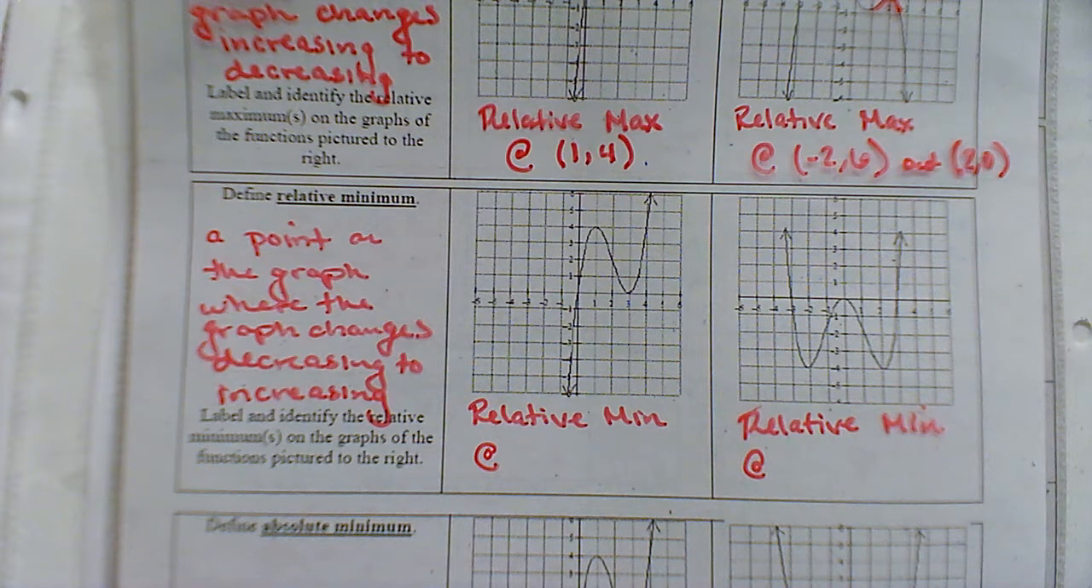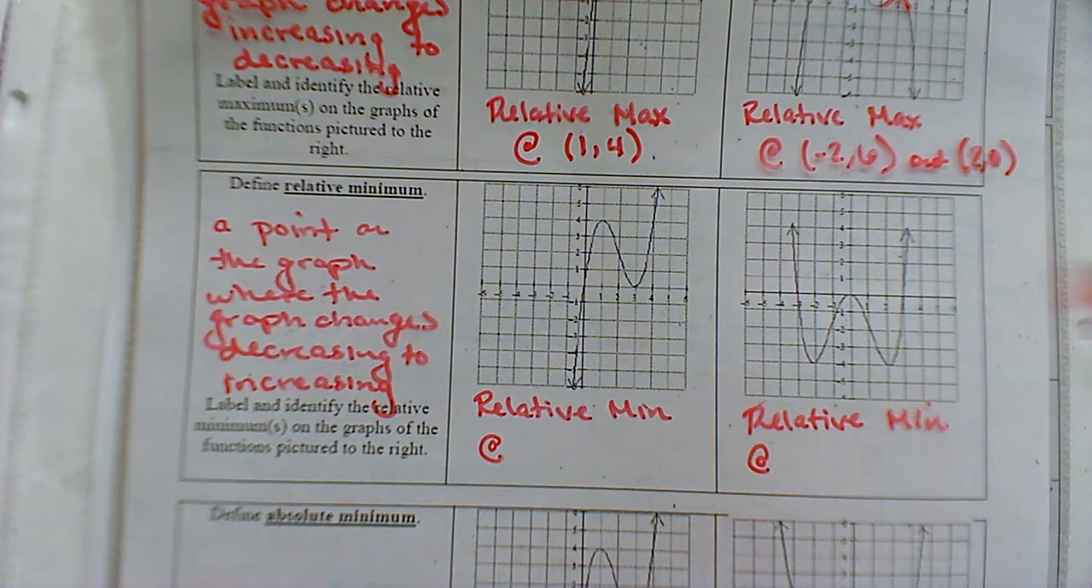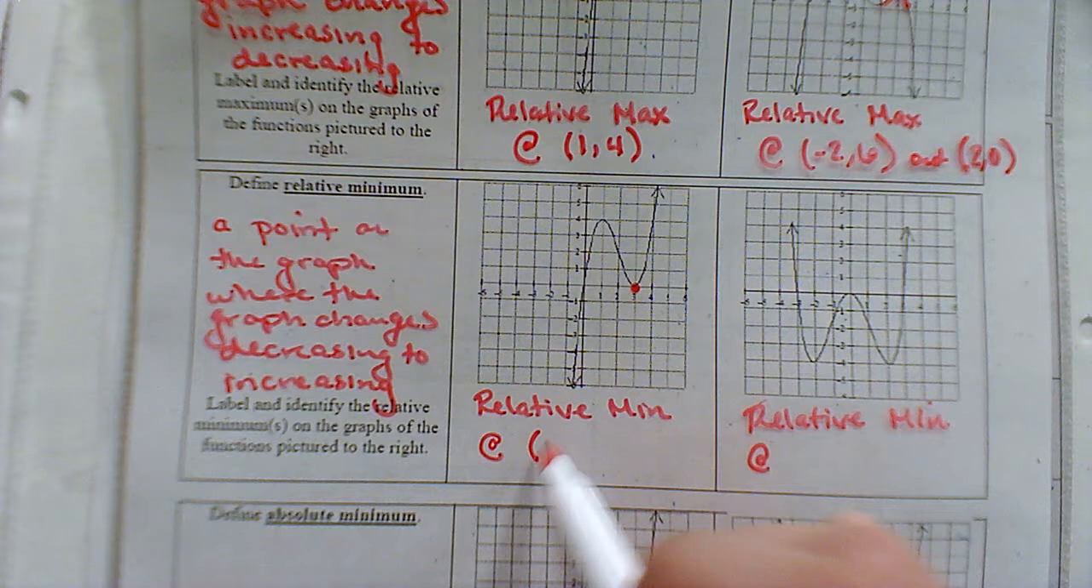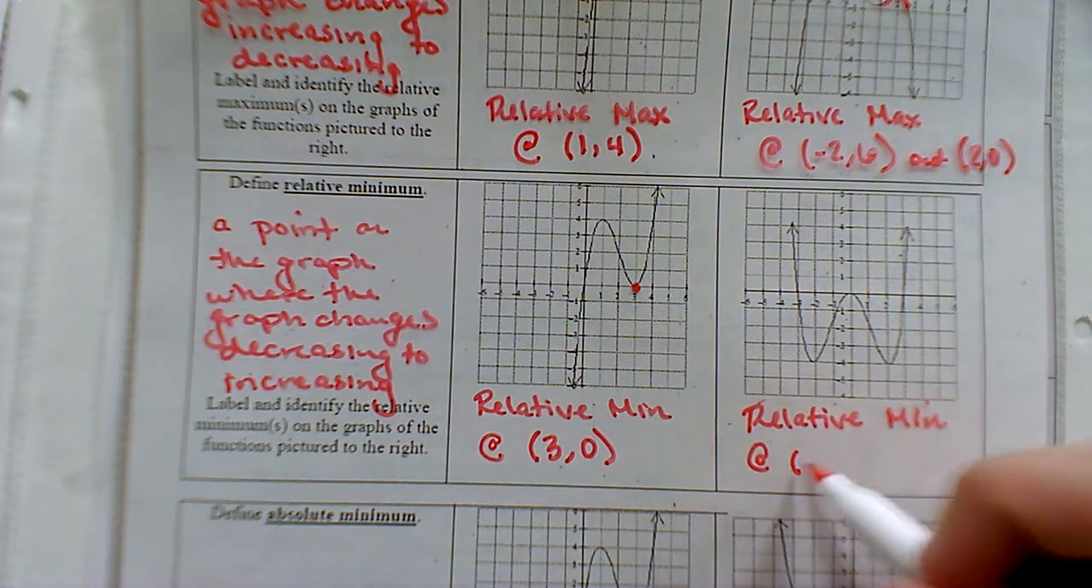What do you think? At least for the first one. Yeah. 3, 0 looks good. What about the second one? Yeah. 1, 4.